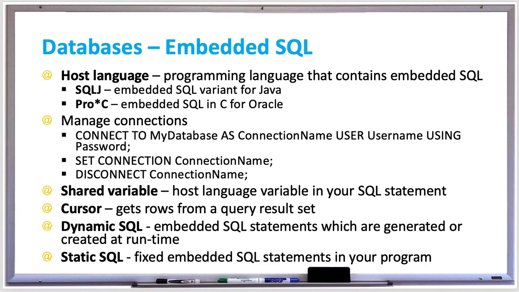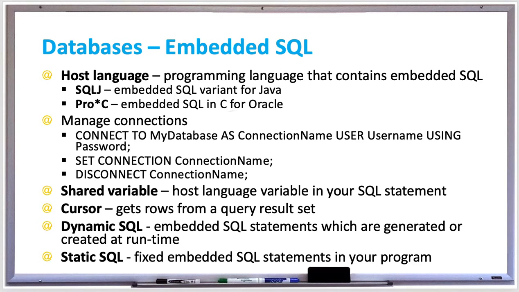Most high-level languages like Python don't support embedded SQL. However, a variant of embedded SQL like SQLJ worked with Java, although it's not very popular or supported. The implementation in C for Oracle databases is the most popular one, and it's called Pro*C embedded SQL.